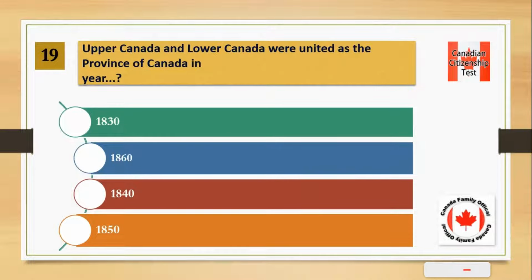Upper Canada and Lower Canada were united as the Province of Canada in which year? Number 1, 1830. Number 2, 1860. Number 3, 1840. Number 4, 1850. And the answer is 1840.